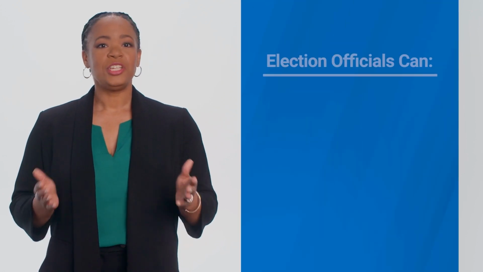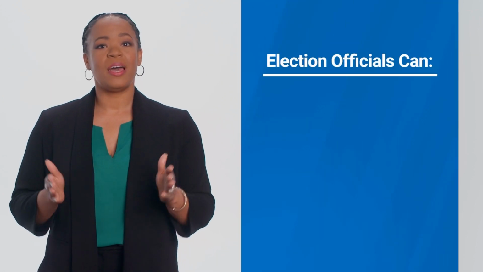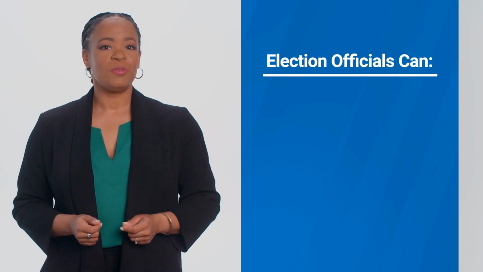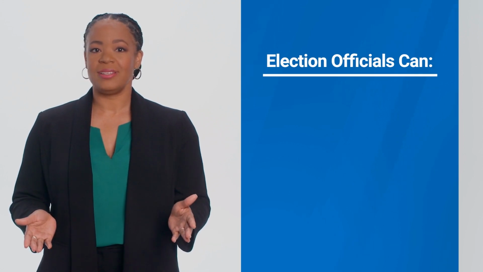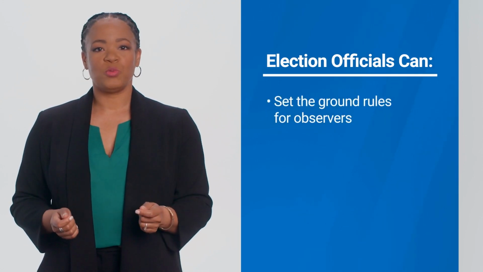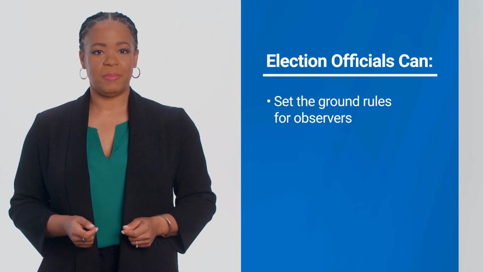Finally, many states require that L&A testing be open to public observation, though the specifics may vary by state. Election officials can take several steps ahead of time to make sure members of the public can meaningfully observe testing without hindering the process. Set the ground rules for observers before testing begins.